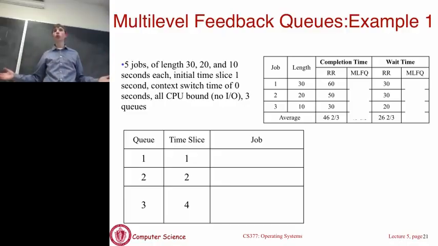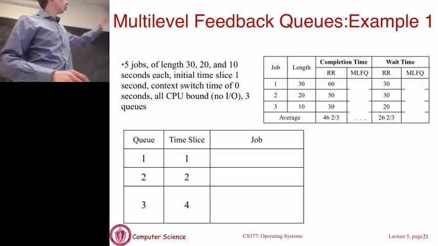It's a multi-level feedback queue, so we have multiple queues. You could have any number of queues that you wanted. For this example, let's say we have 3 queues. Q1 is the highest priority queue, and there the time slice is 1. Q3 is the lowest priority queue, and it has a time slice of 4, because remember, the time slice increases exponentially. So it's 1, 2, 4, 8, and so on.